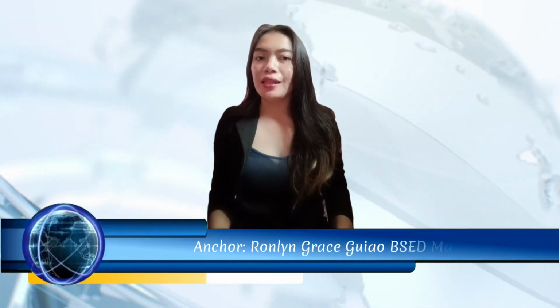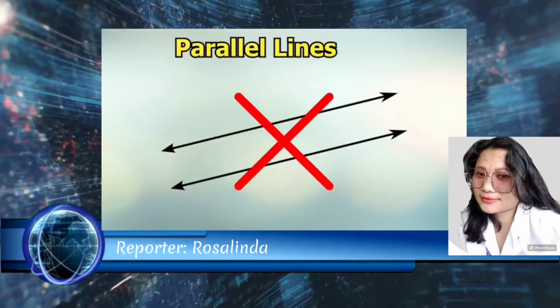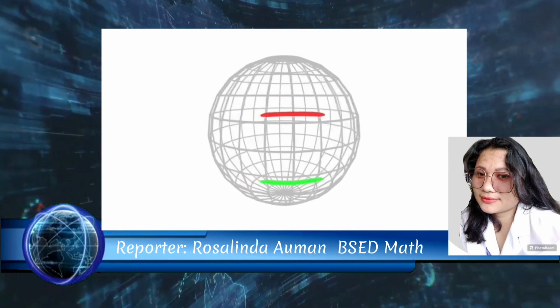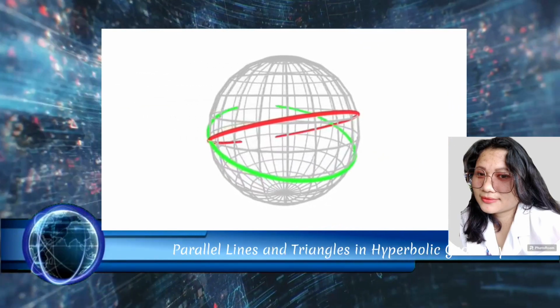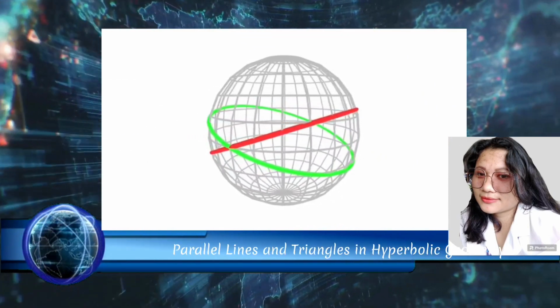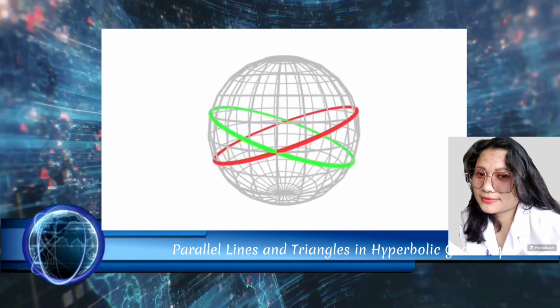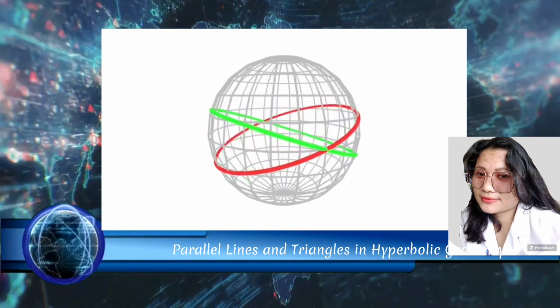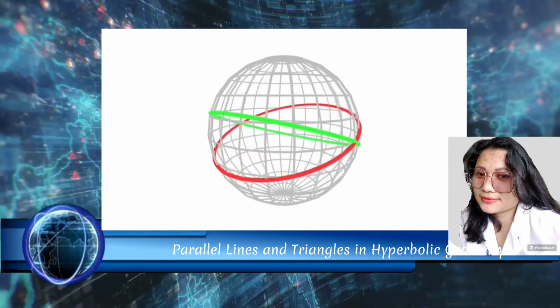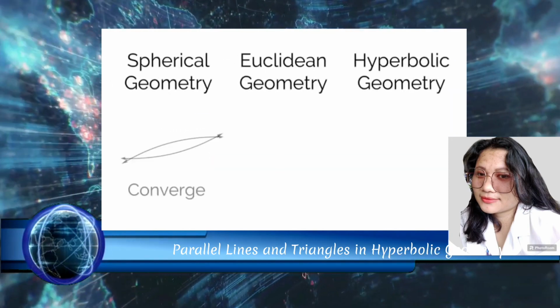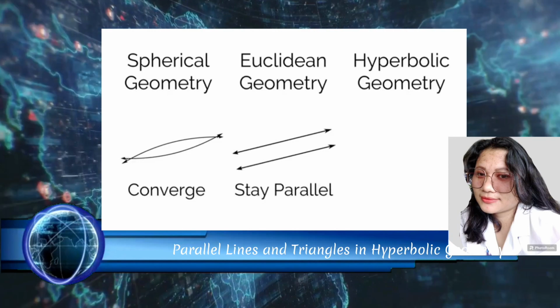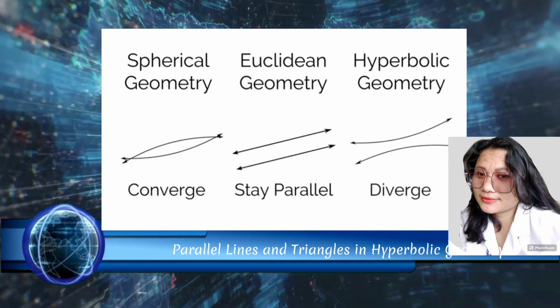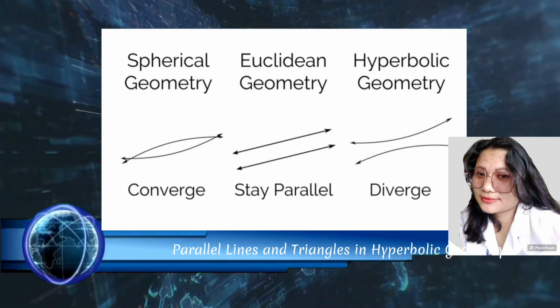Learn the parallel lines and triangles in hyperbolic geometry. Miss Rosalinda Aman on the line. Talking about the parallel lines in hyperbolic geometry, remember that hyperbolic is the opposite of spherical. So if the parallel lines of spherical geometry converge, then in hyperbolic geometry they diverge, and in Euclidean they stay parallel.